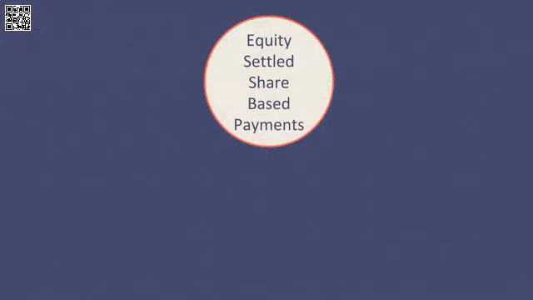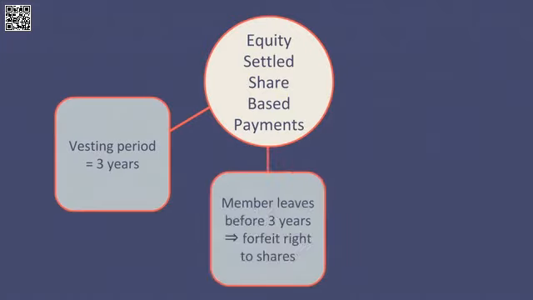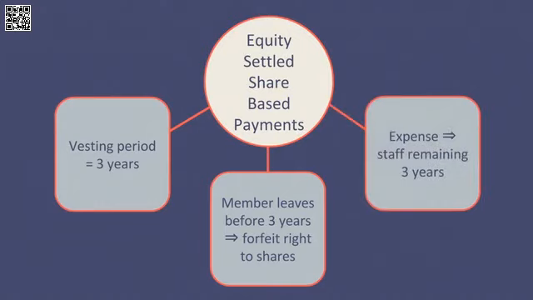Equity-settled share-based payments. A typical share-based payment scheme would have a vesting period of, say, 3 years. Therefore, the expense associated with the scheme would need to be recognised over a 3-year period. If a member of staff were to leave before the end of the 3 years, they would forfeit their right to the shares. Therefore, we only need to recognise expense in respect of those members of staff that will remain in 3 years' time. This involves working with the human resources function to determine how many staff will be left at the end of the vesting period.